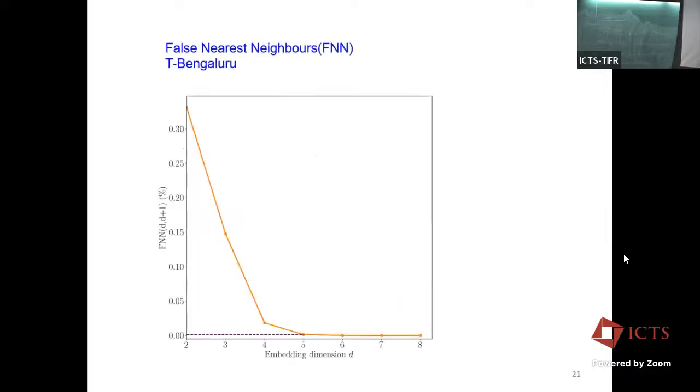So this I am now showing for the temperature data for Bangalore. You see, this is the percentage of false neighbors versus the embedding dimension, and then you find that at d equal to 5, this becomes 0.